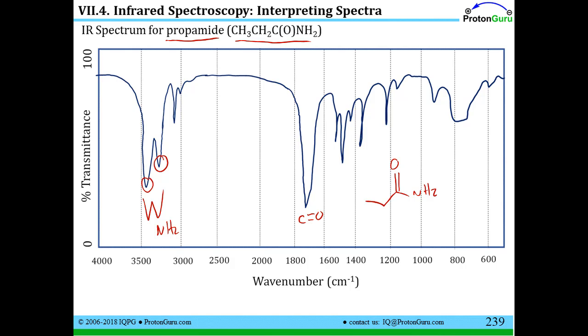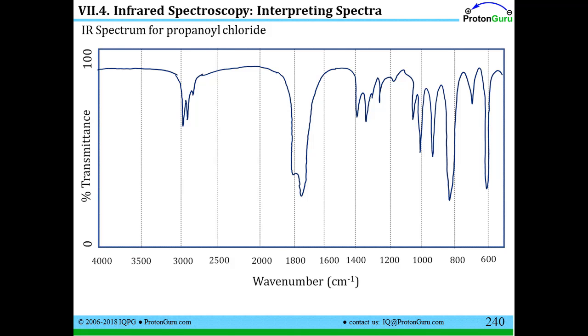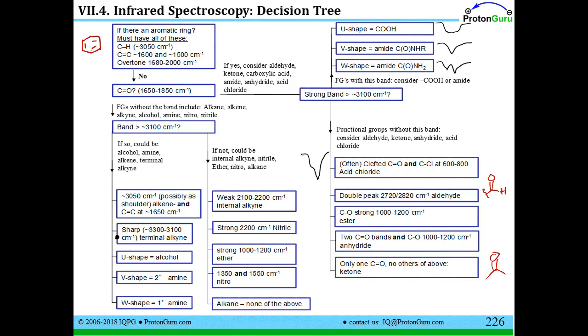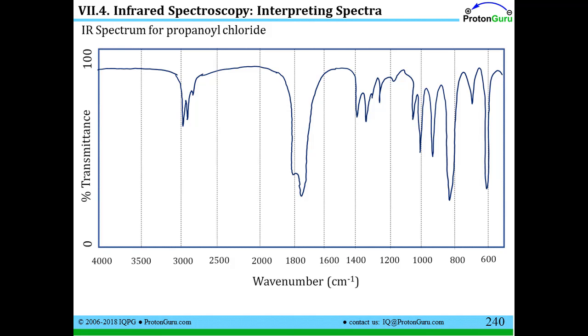Now, what would an acid chloride look like? If we look back at our chart, this is one of the few examples where I said we'd have to look into the fingerprint region for additional evidence, suggesting that there's a very polar bond from carbon to chlorine, and therefore it should have a strong band. That happens to show up at 600 to 800 wave numbers. And I also mentioned the sort of cleft shape at the bottom of the CO double bond peak in that spectrum as well. So here, just to show you what that looks like in propanoyl chloride, which has this structure, we do see this sort of cleft shape in the bottom of the CO double bond peak.